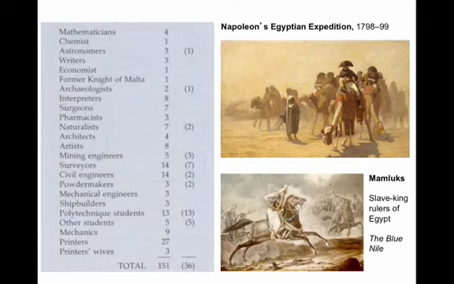Egypt is ruled, and this is just such a great story, by the Mamluks. The Mamluks are slave kings. They're slaves and they're the kings of Egypt. They're the rulers. And there's a book called The Blue Nile, two books by Moorhead, The White Nile and The Blue Nile, and they are some of the greatest reading you'll ever do. The Blue Nile begins with Napoleon's expedition in Egypt. It's one of the best descriptions of it.